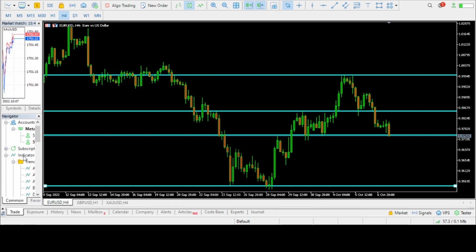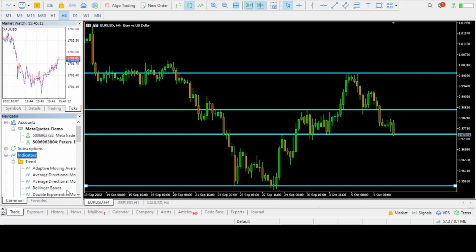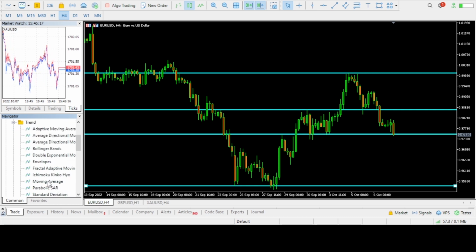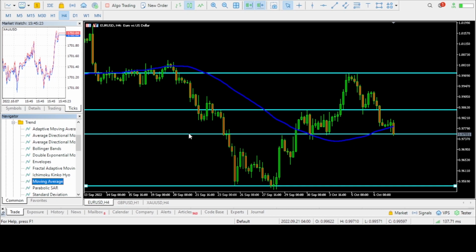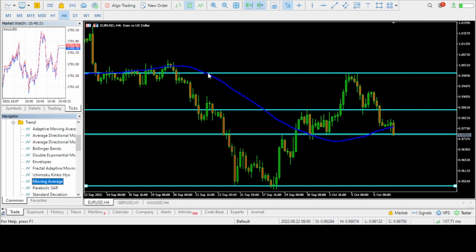Now the only indicator I use is the moving average. I just add my 50 period moving average, the simple one, and voila, that's all. You get it now? So that's all. Now when I add this moving average, it makes me see something else.